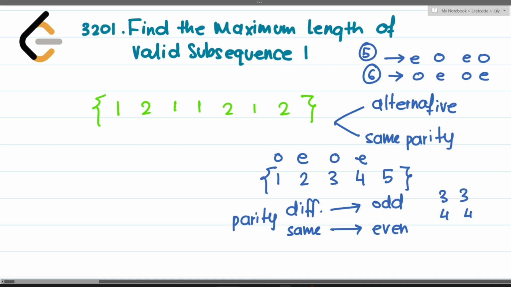I have the strategy of same parity, so even throughout, or odd throughout. So let's see what answers these strategies give to me. For example, if I'm doing even, even, even, then I'm going to take this and this, so I'm going to get an answer equal to 3. And if I'm doing odd, odd, odd throughout, then I'm going to get an answer of 4, as you can very clearly see. And amongst all of these cases, the best answer is 6, so we return that.